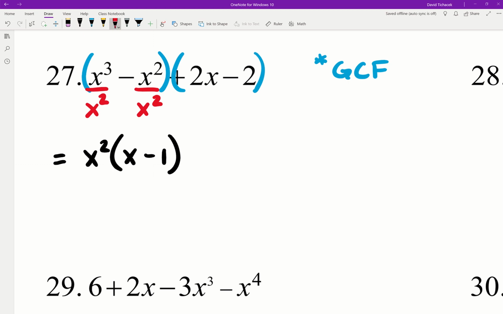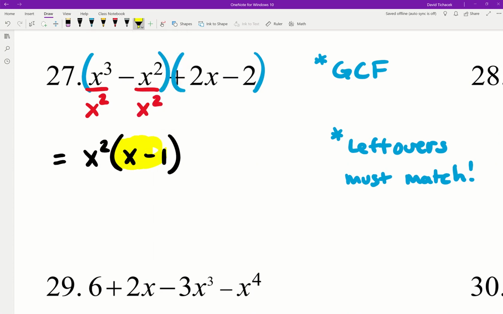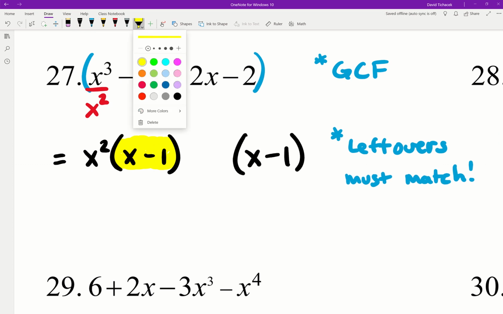Now we're going to move our attention to the second group. And the thing about factoring by grouping is that you want your leftovers to match. I'm actually going to make a note of that over here, right? When you factor out something in both groups, you want your leftovers to match. So I'll say that here. Leftovers must match. So if we ended up with some leftovers in that first group of x minus 1, we want to end up with some leftovers in the second group that look identical to that. So x minus 1 here yet again.